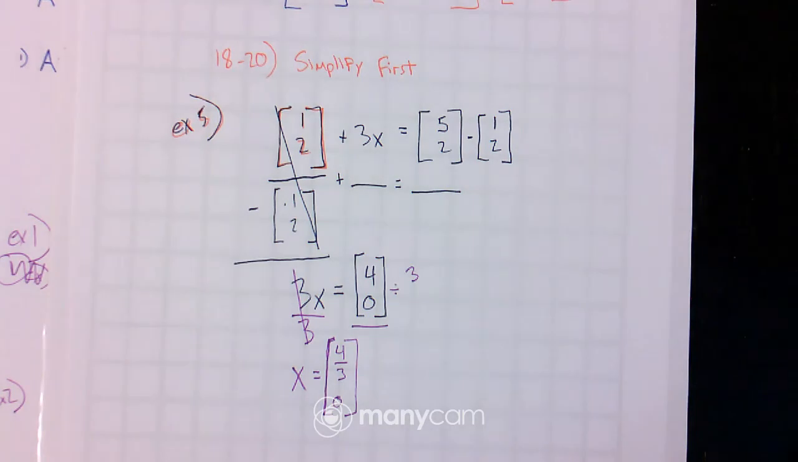Okay? So you're using the entire matrix as like a number, right? But it's just like combining like terms. If I have 2x minus 5, I can't subtract 5 from 2x, right? Just like I can't combine 3x with a matrix with 1 and 2. So I have to only combine my like terms together to solve for my x. Okay?